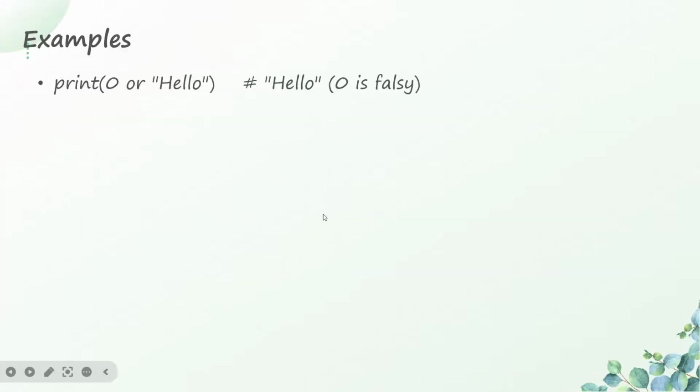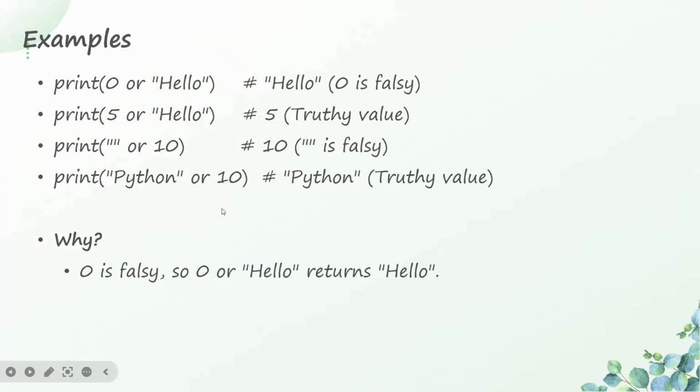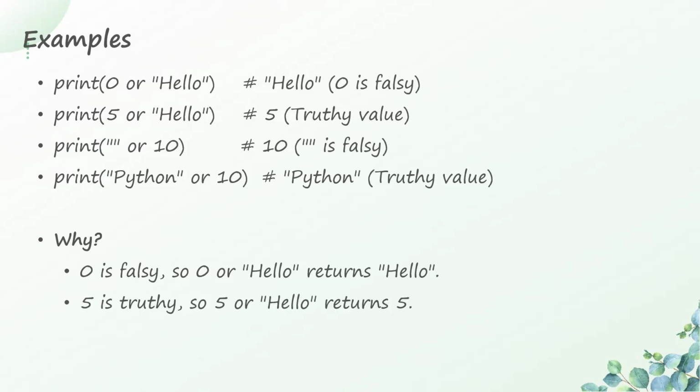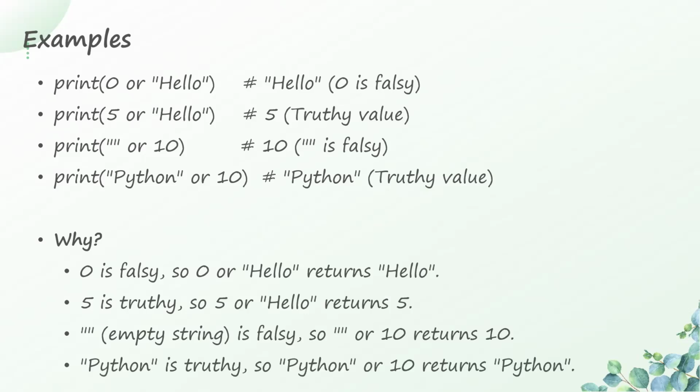We have some examples, the ones we already had before, so you can go to these examples and evaluate them yourself. Because 0 is false, it will return hello. If 5 here is truthy, it will return 5. Empty string is false, it will return 10. That is how it works. If the first is false, it will return the second operand. If it is truthy, it will return the first operand.